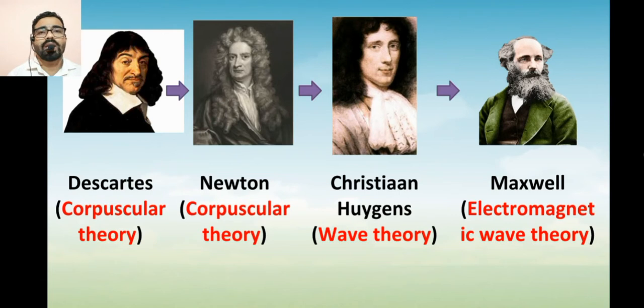And you can see on the screen, there was another scientist, Christian Huygens, who put forward a new theory of light, who introduced a new nature of light. He said that light travels in the form of a wave. But at that time, nobody was ready to accept this theory, because Newton was supreme in the field of science.